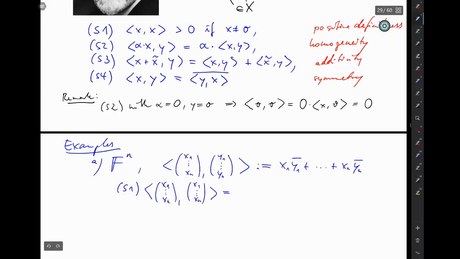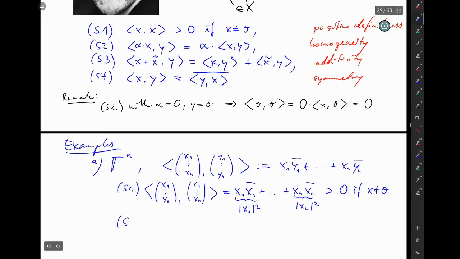And by the rule that you see above, you have just x1 complex conjugate plus and so on, xn complex conjugate. And of course you remember that for complex, but of course then also for real numbers, this is just modulus x1 squared, and this would just be modulus xn squared, and that would clearly be positive if x is not the zero vector. So as soon as one of their components is non-zero, then this would be positive.